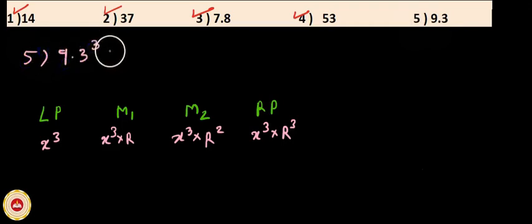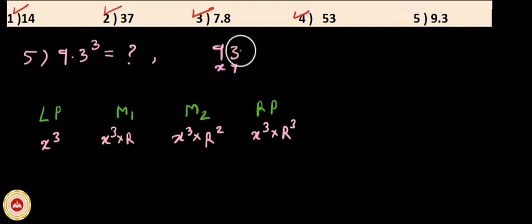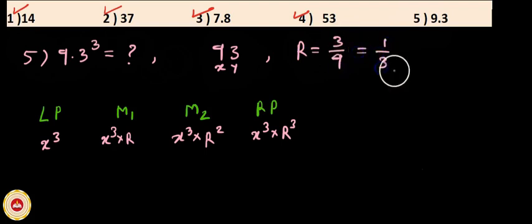Let us calculate the cube of 9.3. Now let us neglect this decimal point till our calculations are complete. So let us write this number as 93. Consider this 93. 9 is x and 3 is y. 3 is the units place digit and 9 is the tens place digit. Now what is the ratio r? 3 upon 9. It means 1 upon 3. Ratio is 1 upon 3.